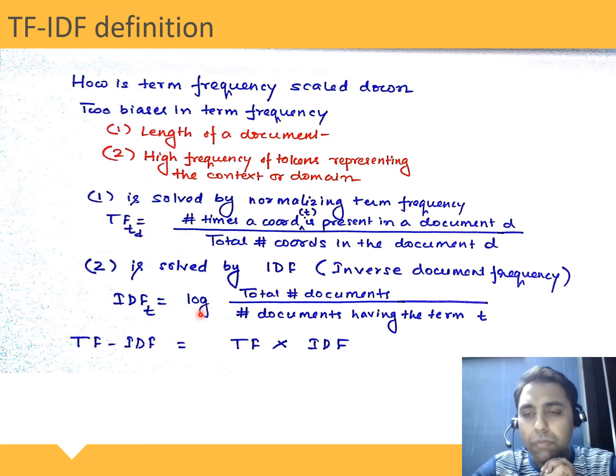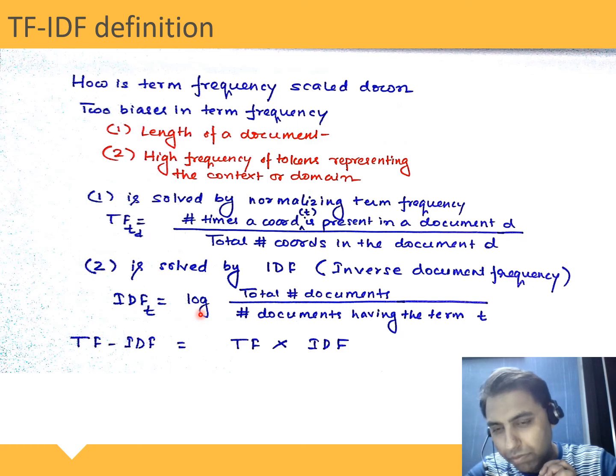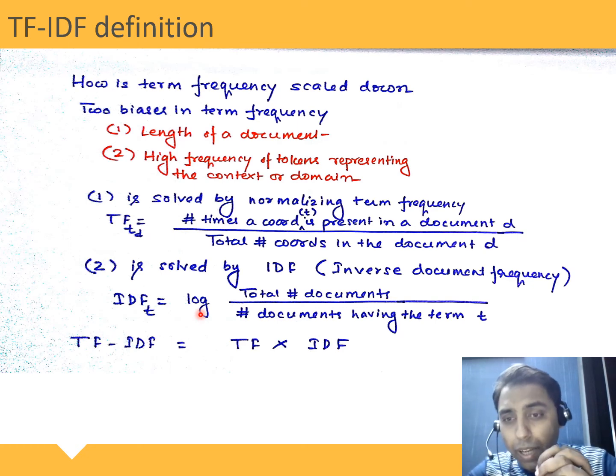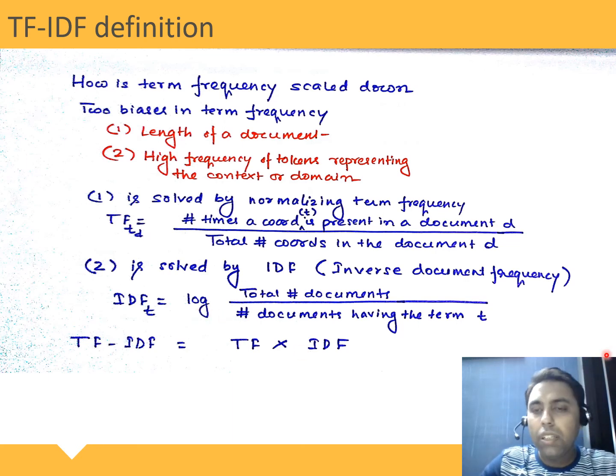So what that means is, if a term is present in all the documents, then you are basically scaling its frequency to 0 by multiplying it by the IDF, which in that case becomes 0. And that's a logical thing to do, because a term which is present in all the documents will honestly be of no use, since it doesn't discriminate the data in any way.